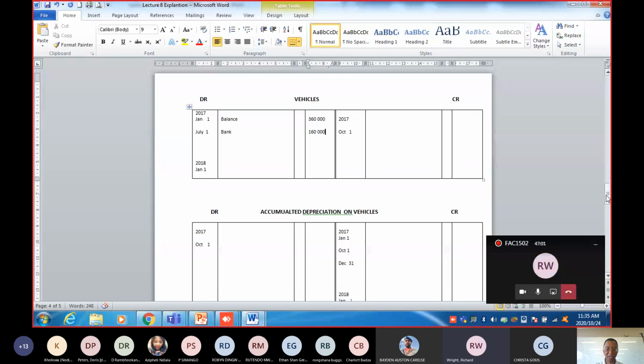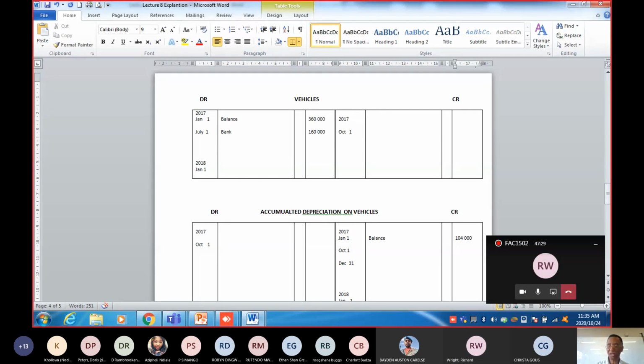Your accumulated depreciation on the 1st of January, remember, accumulated depreciation, a contra asset account, must have a credit balance. The opening balance in your accumulated depreciation account is the accumulated depreciation on all our vehicles, and it was the amount of 104,000 Rand.